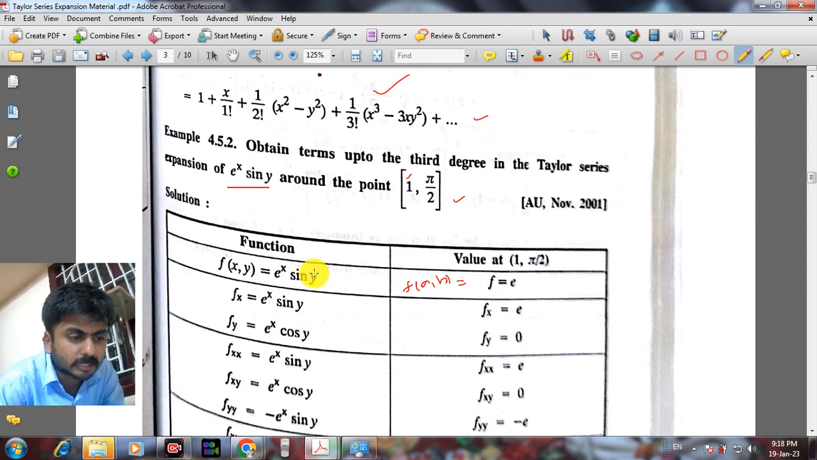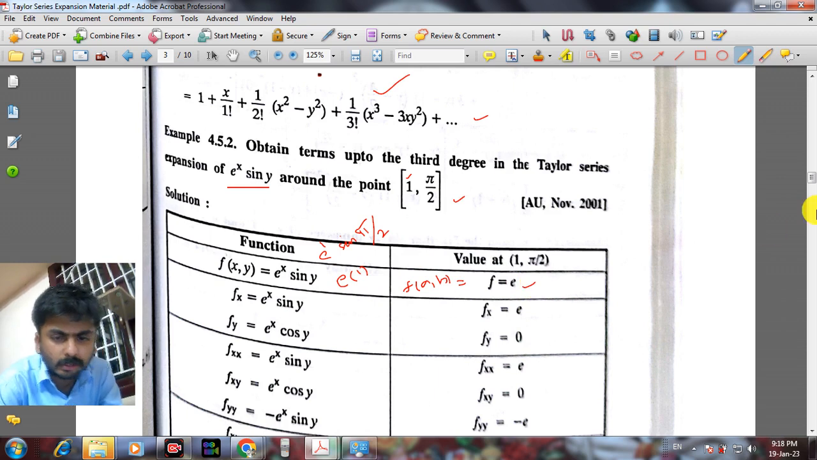Sin pi by 2 is sin 90, that is 1. E power 1 is e. So e into sin pi by 2, that is e power 1 into sin pi by 2. Sin pi by 2 is 1, so we are having e into 1, that is e.